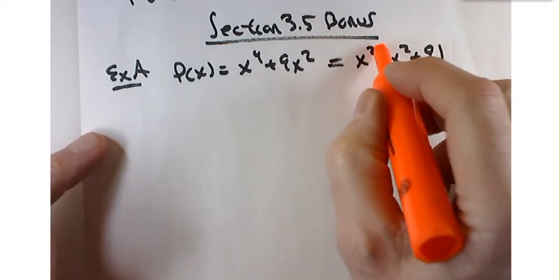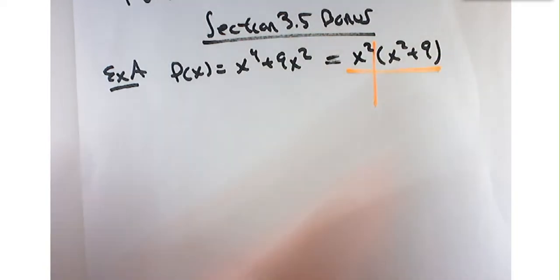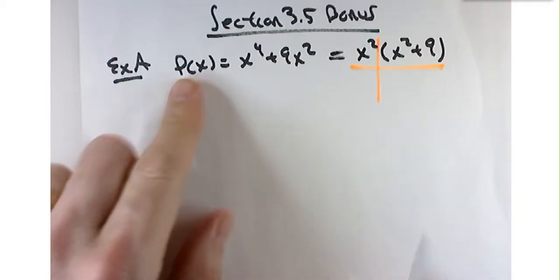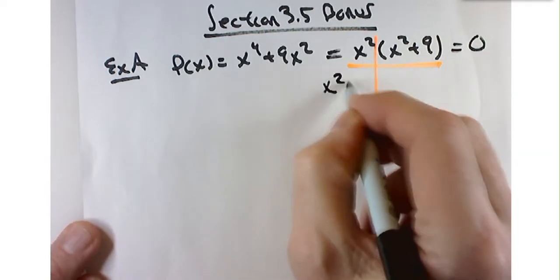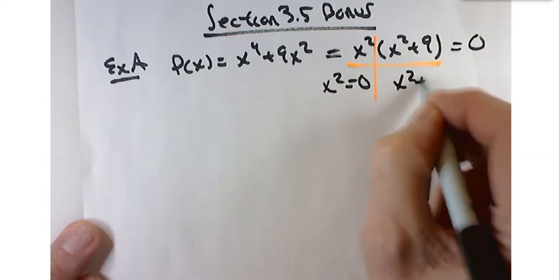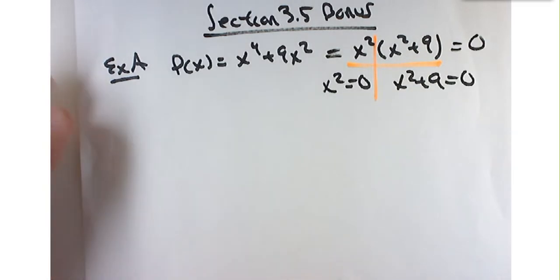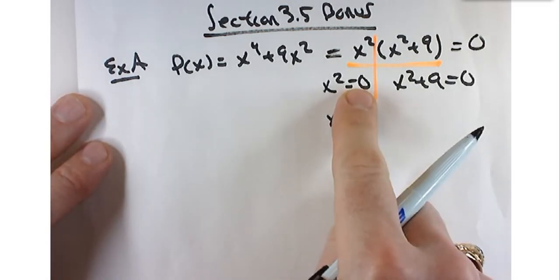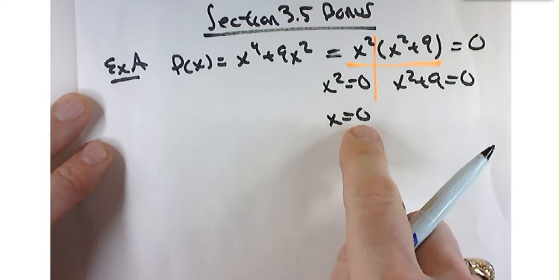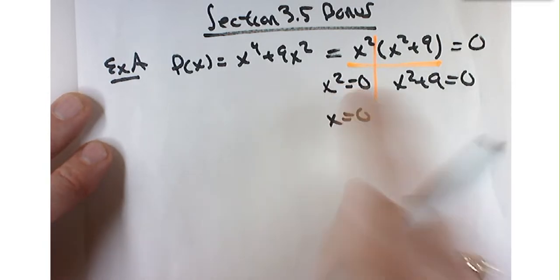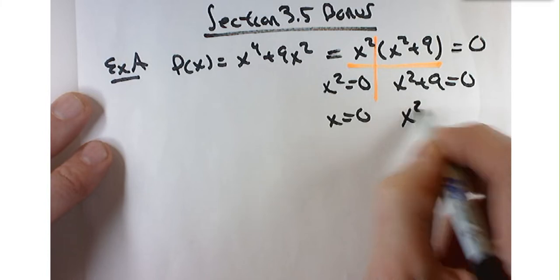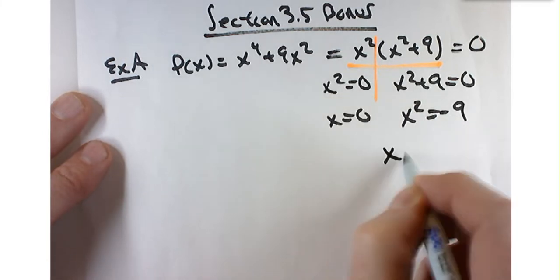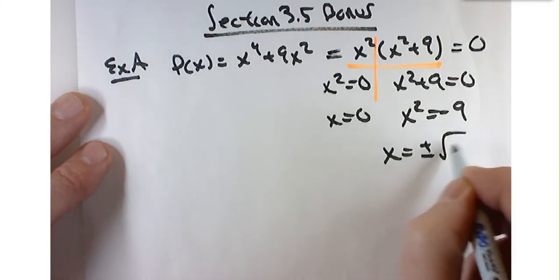So if you have something times something else, when you try and solve for this equals 0, its roots, its x-intercepts, then either x squared equals 0 or x squared plus 9 equals 0. Now that's only one solution here, x equals 0, but it's a root of multiplicity 2. On the other hand, x squared plus 9 gives you x squared equals negative 9, x equals plus or minus the square root of negative 9.